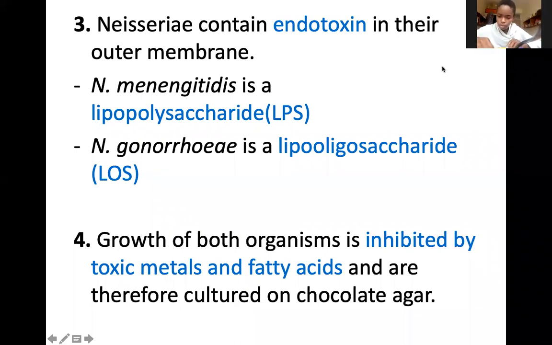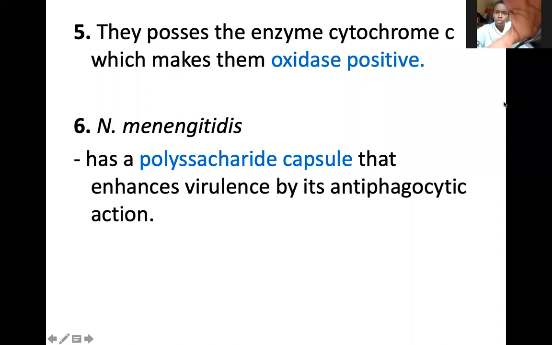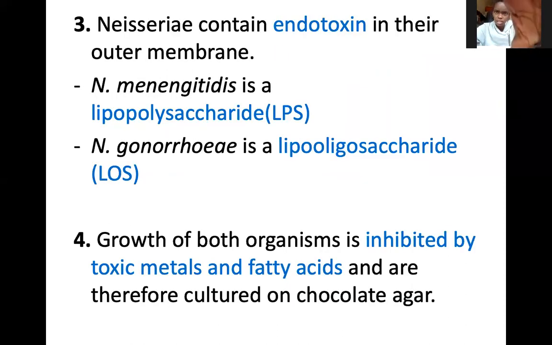All right. So still looking at some important properties. These are gram-negative bacteria. As you know, gram-negative bacteria have both outer and inner membranes. So Neisseriae have an endotoxin in their outer membrane that contributes to some of the pathogenesis that you see displayed in a patient with meningococcal meningitis or gonorrhea.